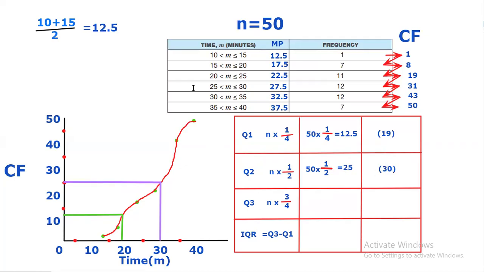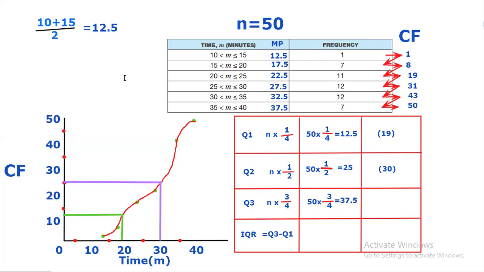Now I'm going to do the same with the Q3 here. So Q3 is n times 3 over 4. This means it's 50 times 3 over 4, 3 quarters of 50. So I multiply 50 by 3 over 4 now to get the place of the Q3. So 50 times 3 over 4, which is 0.75, will give me 37.5. Now, the 37.5 is the place or the order of the Q3.